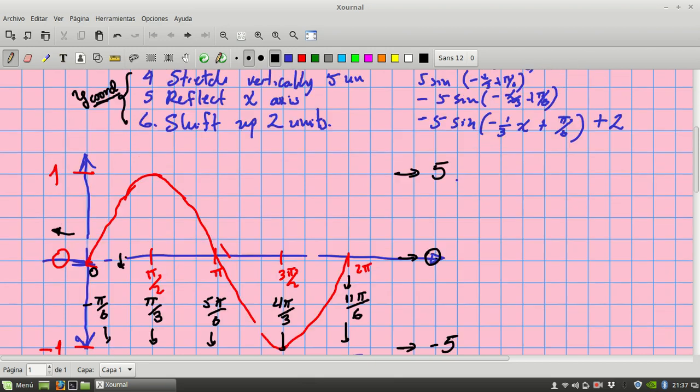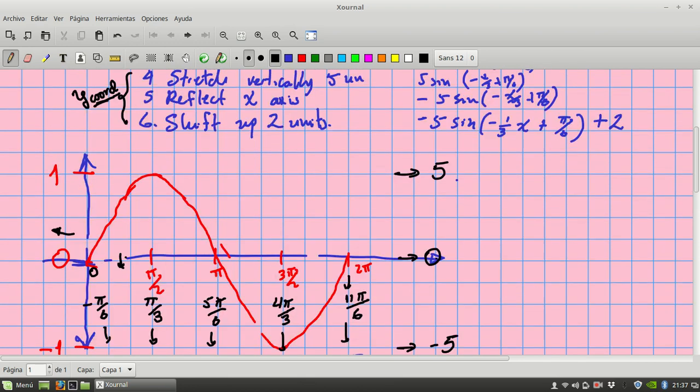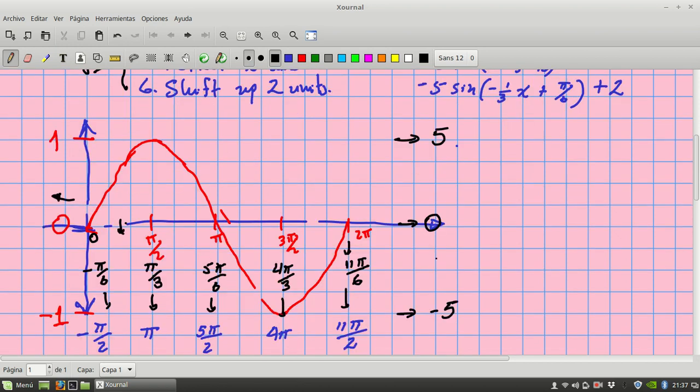And on the other hand, we're going to have a reflection about the x-axis. So what happens if I reflect about the x-axis? If I reflect about the x-axis, it means that the positives become negatives and the negatives become positives. So it will be negative 5 here, 0 and 5.